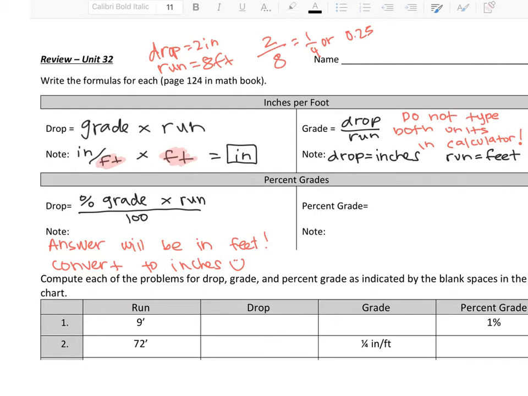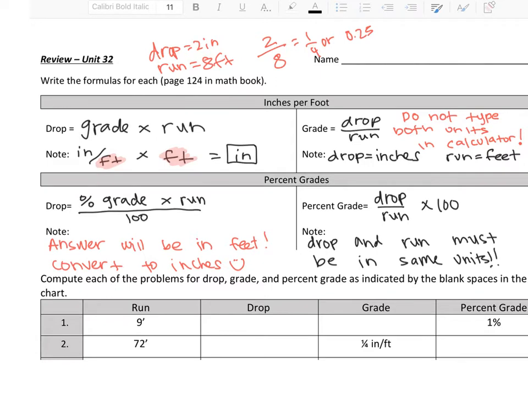Okay, last formula is for percent grade. You still do the drop divided by the run. It's just like the grade, but you're going to times by 100. The important thing on this is drop and run must be in the same units. So if you're solving for percent grade, the drop and the run either both have to be in inches or they both have to be in feet. You'll have to convert one of them and then times by 100. So there are your formulas.